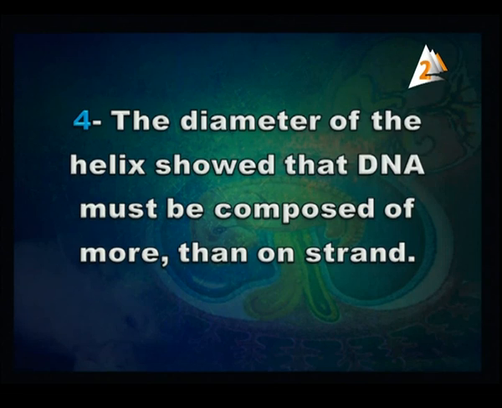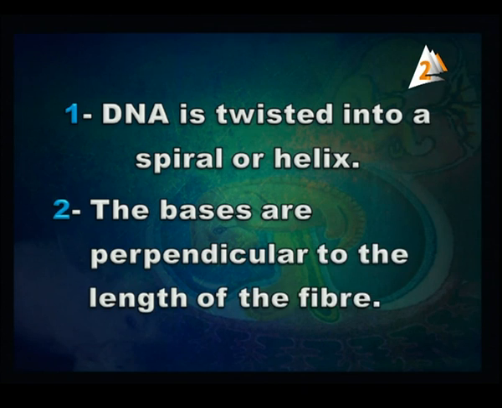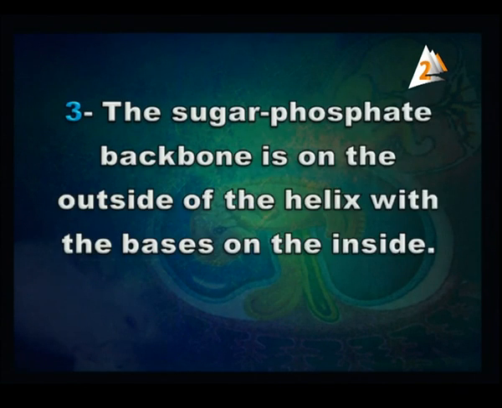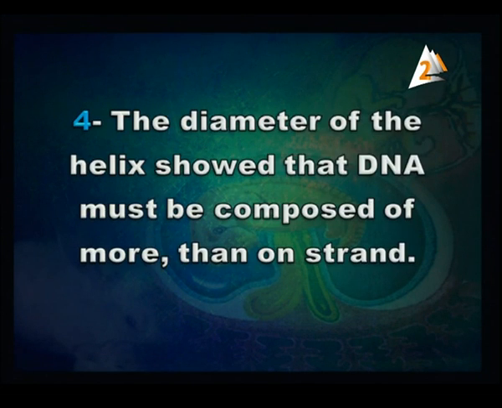I am going to say this answer again because it's very important. The Franklin efforts showed that DNA is twisted into a spiral or helix. The bases are perpendicular to the length of the fiber. The sugar phosphate backbone is on the outside of the helix with the bases on the inside. The diameter of the helix showed that DNA must be composed of more than one strand.